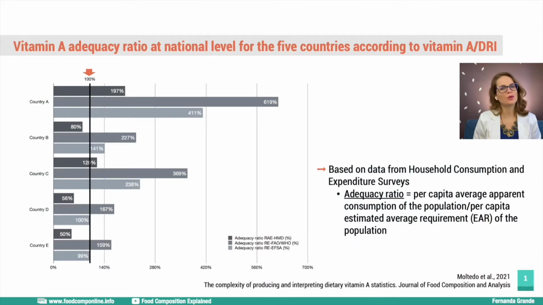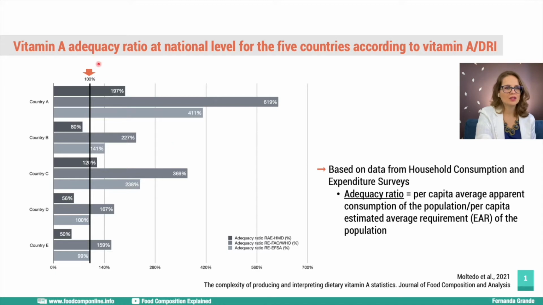In this article, Maltedo and colleagues calculated the adequacy ratio for vitamin A in 5 countries. They used 2 different vitamin A definitions and 3 different reference intake values. The calculations were based on household consumption and expenditure surveys. I will not go too much into detail because we will have another video just to discuss the issues with vitamin A. But if you want, you can read the full article and I will leave the link down here in the video description.